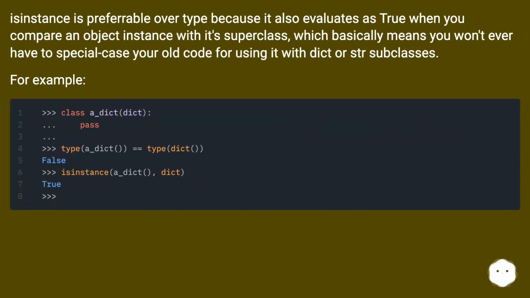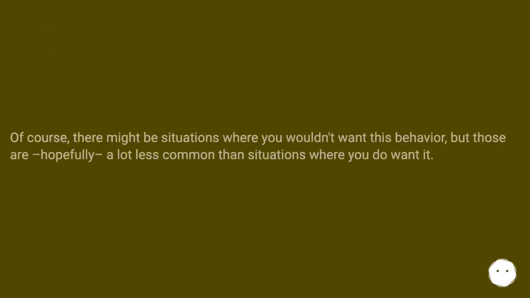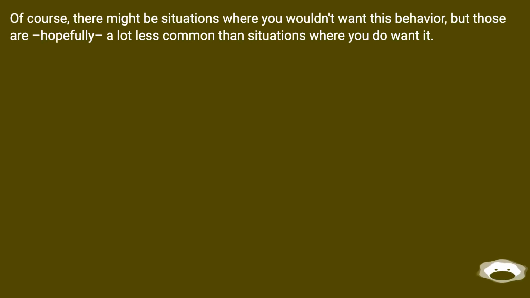isinstance is preferable over type because it also evaluates as true when you compare an object instance with its superclass, which basically means you won't ever have to special case your old code for using it with dict or str subclasses. For example, of course, there might be situations where you wouldn't want this behavior, but those are hopefully a lot less common than situations where you do want it.